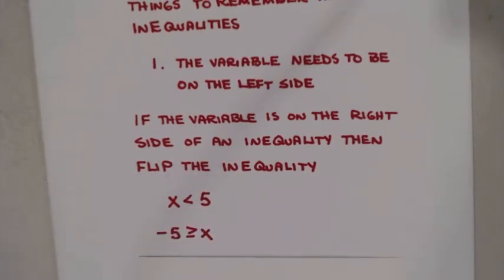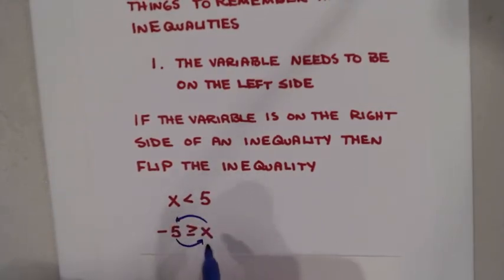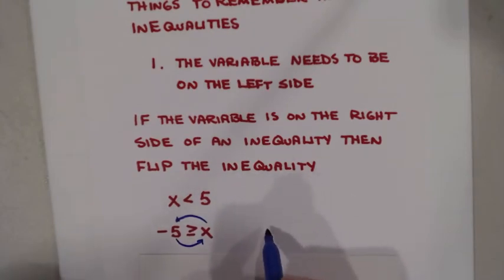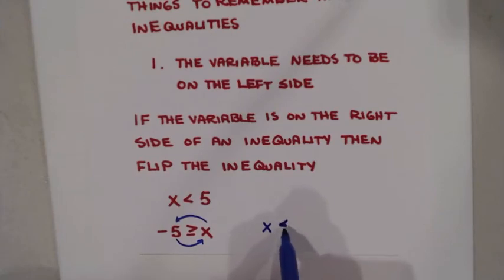-5 is greater than or equal to x. You know what? This is one of the ones that needs to be flipped around. The way I do that is I take the x, move it over here to this side, -5, move it to the other side. So I want to go x, and then when I do this flip, this inequality symbol gets flipped as well. Instead of it saying greater than or equal to, less than or equal to -5.